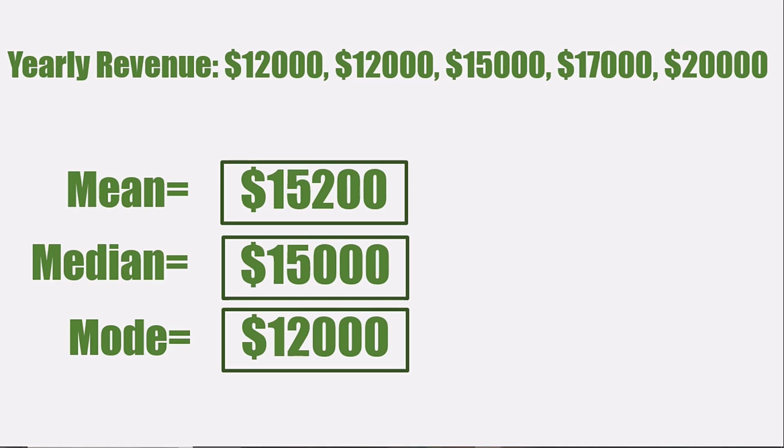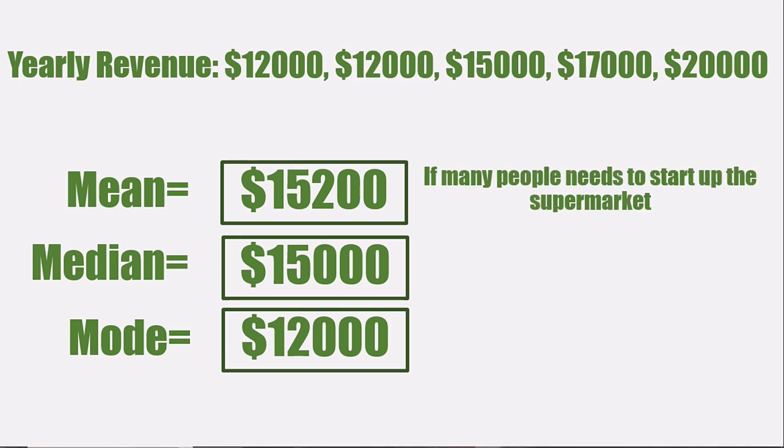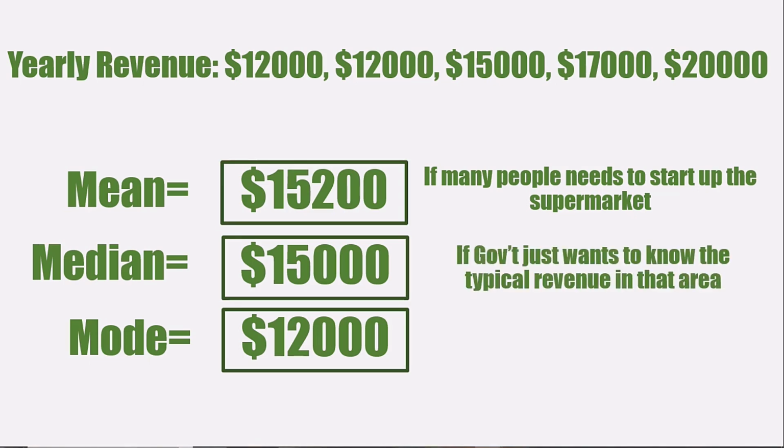Now this is where you need to be a little bit fair with statistics and decision making. If you want to influence many people to start up a supermarket in that area, then you should report the mean. And if the government just wants to know the typical revenue in that area, then you should report the median. And for example, if the government wants to increase the tax for the supermarkets in that area, then you might report the mode.